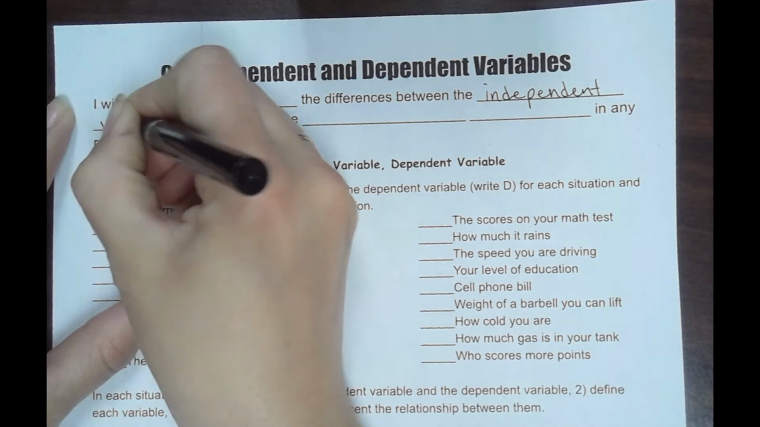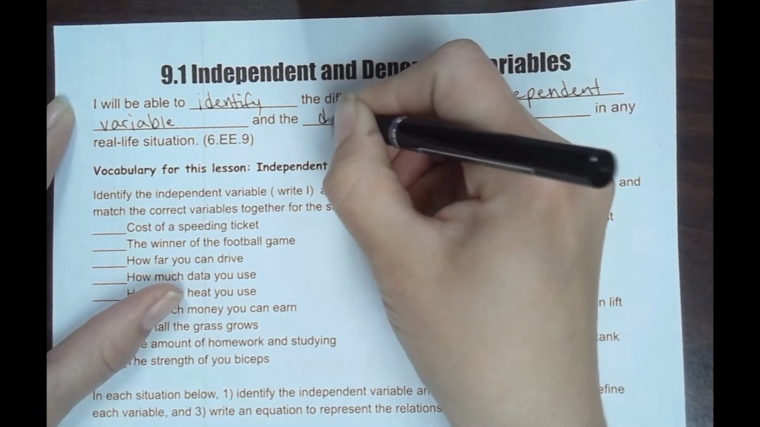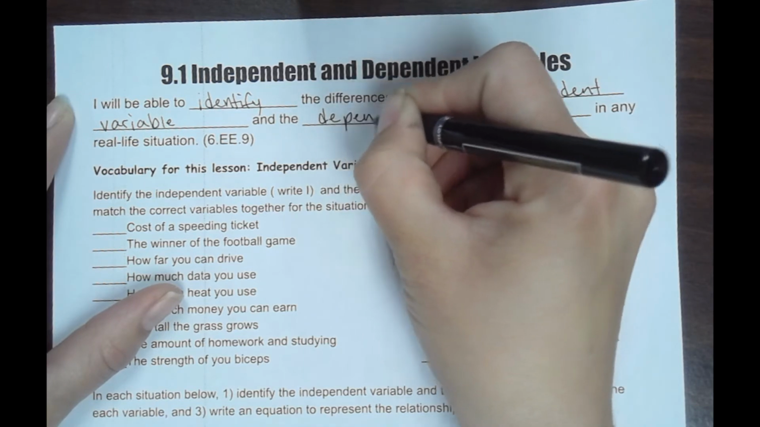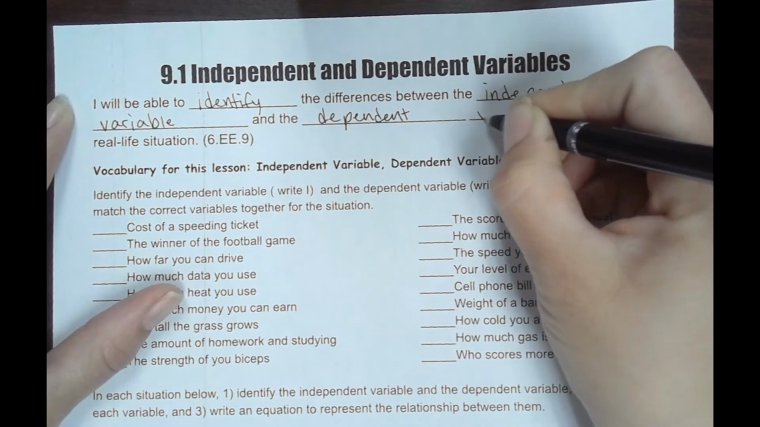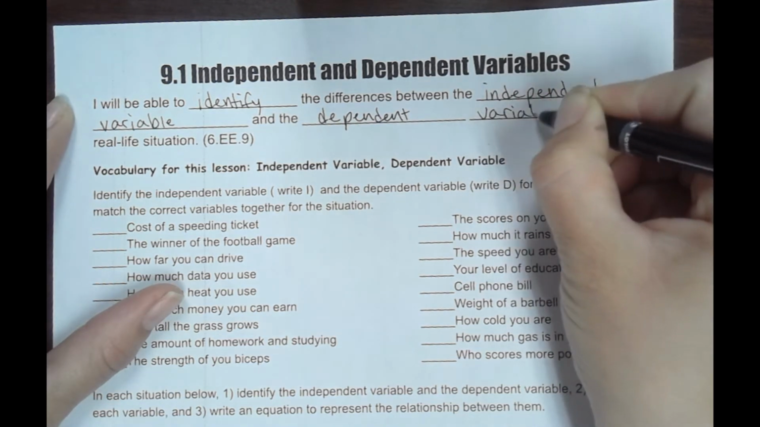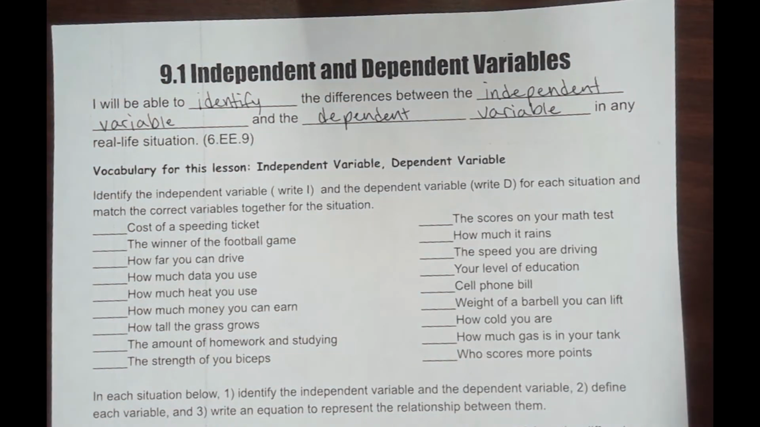Independent variable and the dependent variable. In any real life situation. Vocabulary for this lesson are independent variable and dependent variable, so please pull out page 118, which is your vocabulary page.